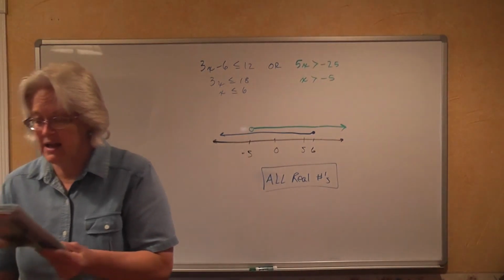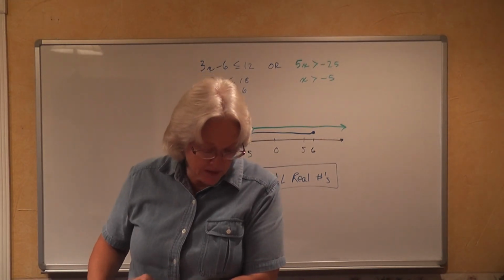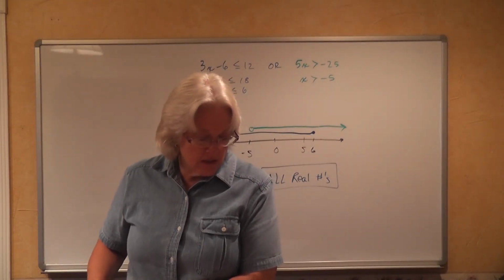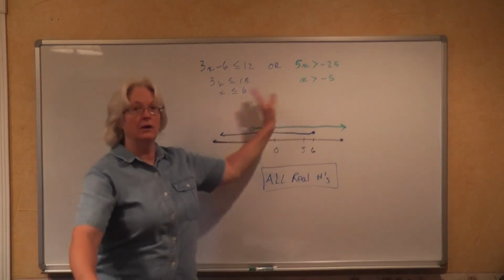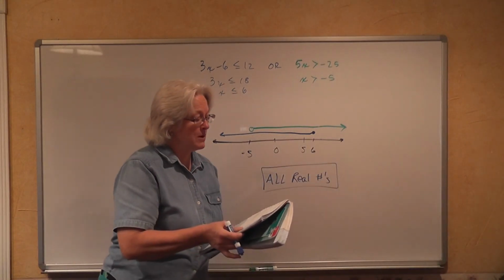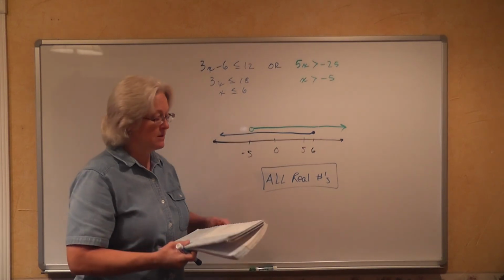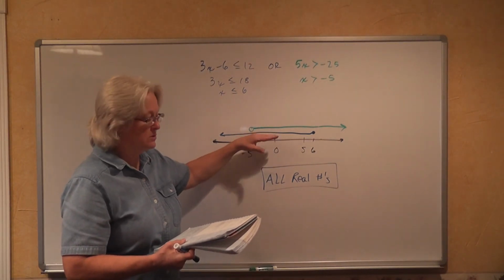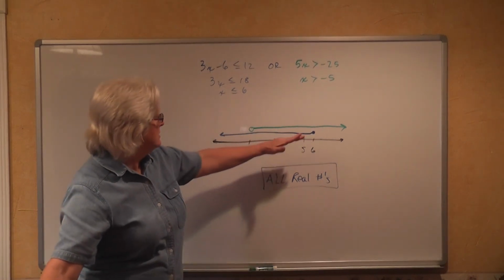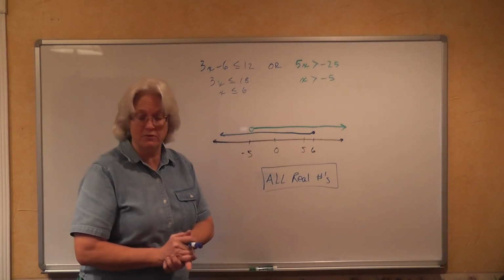And that's the end of our examples. On page 199 it says this is how you solve disjunctions. It says solve each statement of the disjunction separately, which is exactly what we did. Then it says graph both solutions above the number line, which is exactly what we did. It says the solution to the disjunction is the union of the two graphs, which is exactly what I've been illustrating to you for every single problem that we've done so far.